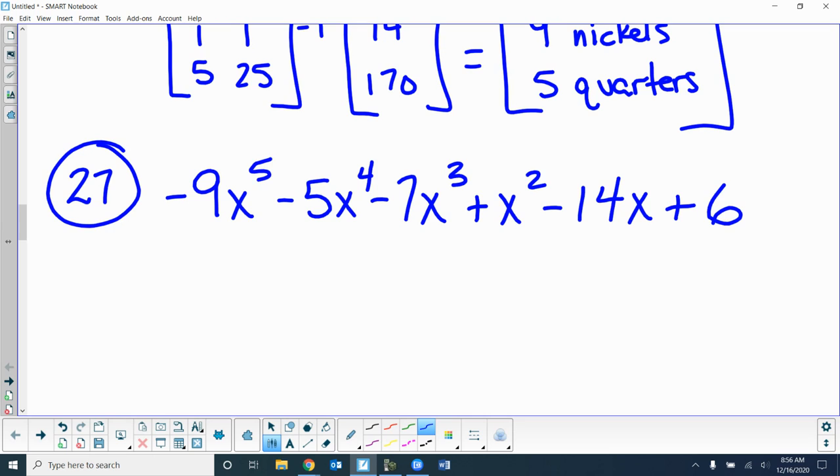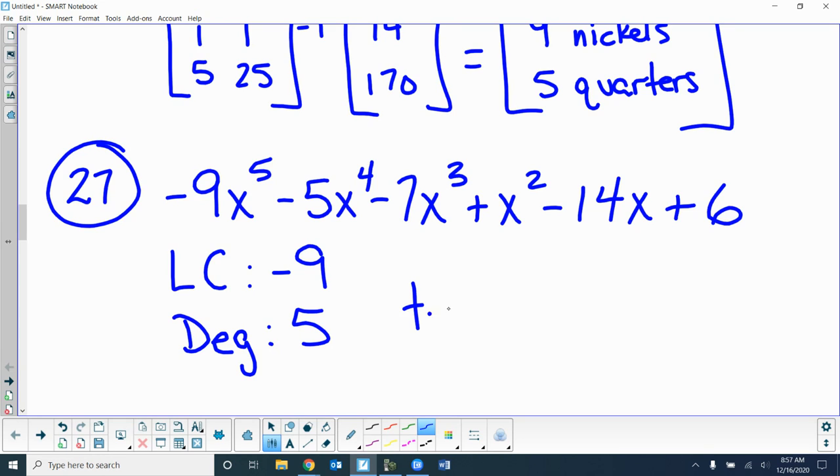All right? Identify the leading coefficient. What is it? Negative 9. Degree. 5, right, it's that first exponent. And then number of terms. 6 terms. 1, 2, 3, 4, 5, 6. That's a tough answer, right? Hopefully we're not going to miss that. Okay?